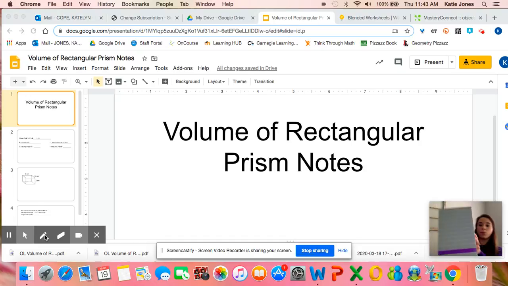So for example, if we have this cardboard box that's a rectangular prism, sorry, I'm trying to figure out how to get it in the camera. So the surface area is how much cardboard they use to make the whole thing.